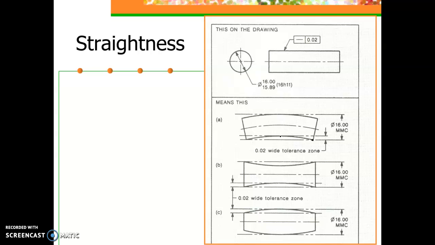to the highest point in the middle of this arc, and we measured this vertical distance, how far out of straightness it is, that would need to stay within a 0.02 tolerance zone. So as long as that dimension, whatever that is, is less than 0.02, it's acceptable. But as soon as it's bent to such a degree that that dimension exceeds 0.02, then it would be rejected.